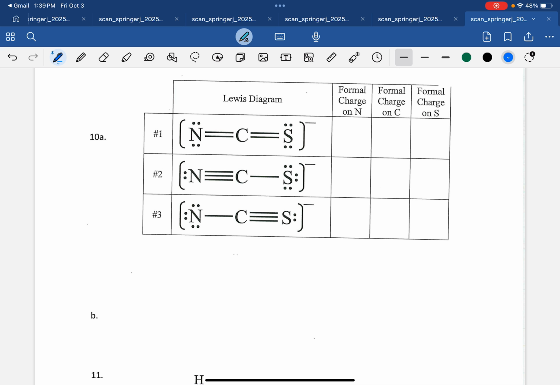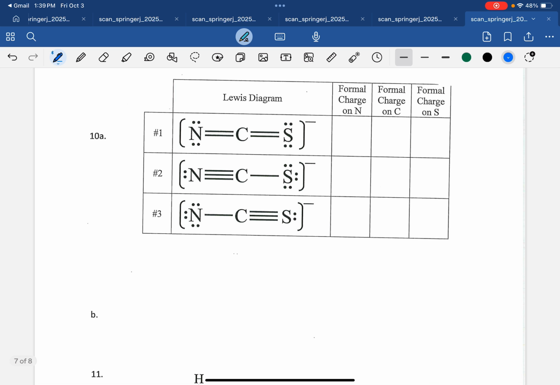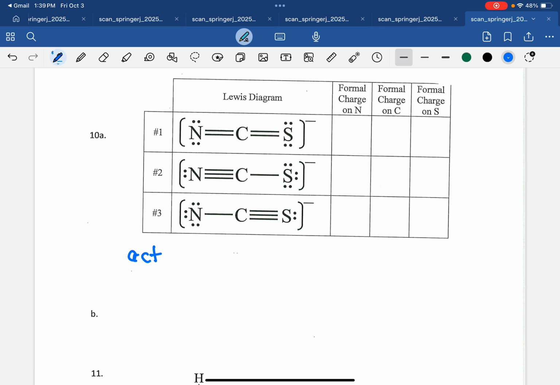We're supposed to assign formal charge. Remember, formal charge is the actual valence electrons minus the assigned ones in the formula. And we get each of the lone pair counts, and the bonding pairs only count as half, or 1 electron. So for the first one, we got nitrogen, which starts out with 5. And in this drawing, it has 2, 4, 5, 6. So 5 minus 6 is minus 1.